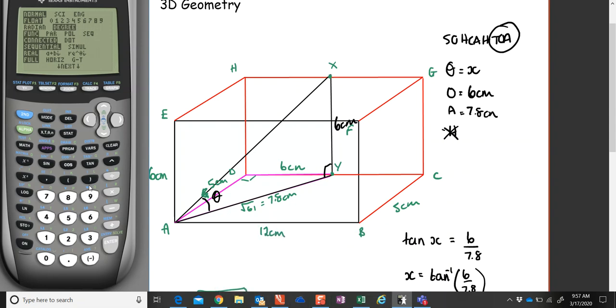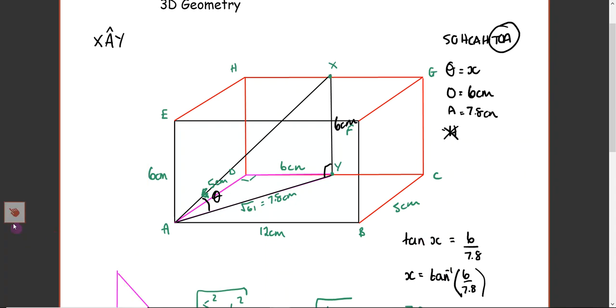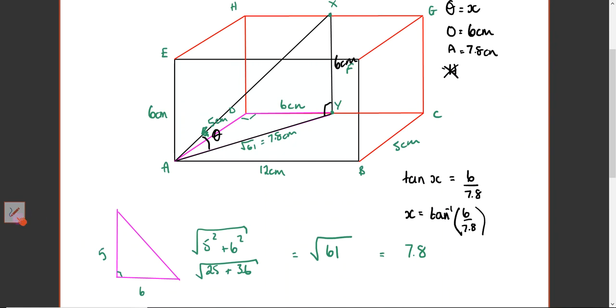So if I now go back and redo my question, do exactly the same thing, look. 6 divided by 7.8. Press enter, I get 37.57, same as you, which is much more reasonable. So I did that to show you that you can, what was it, 37.6, wasn't it?